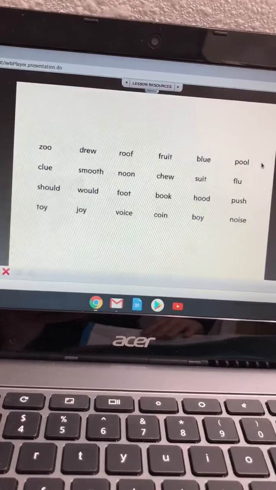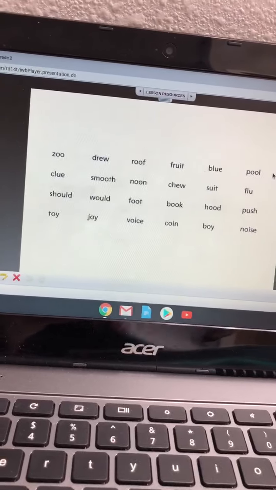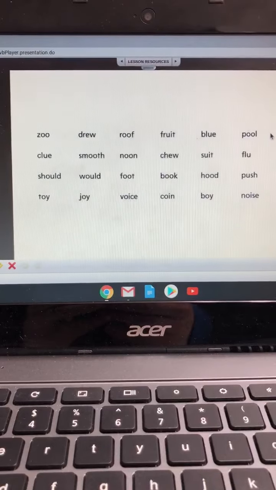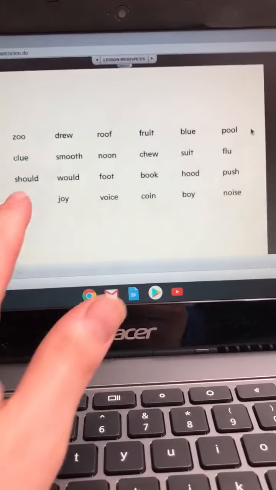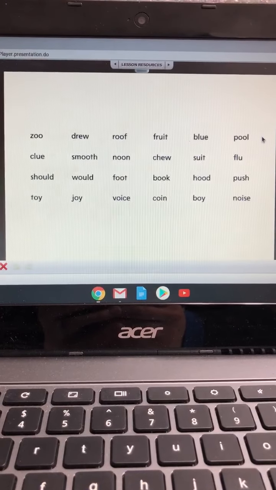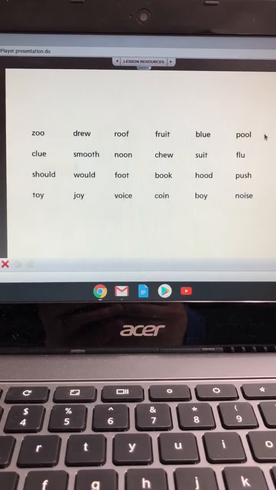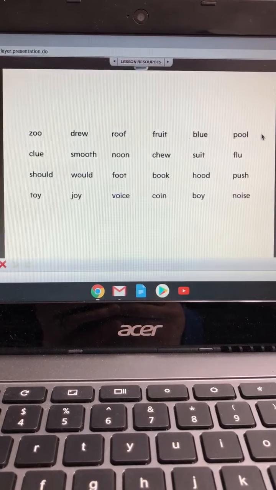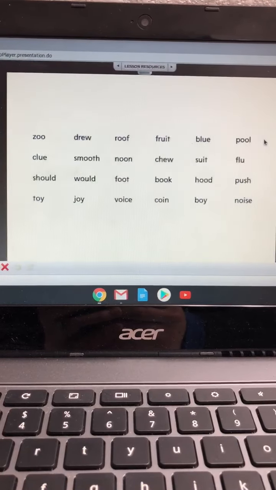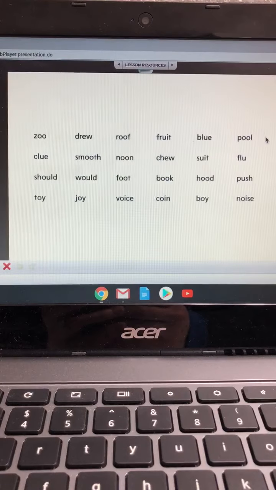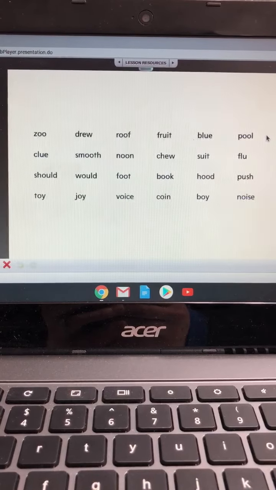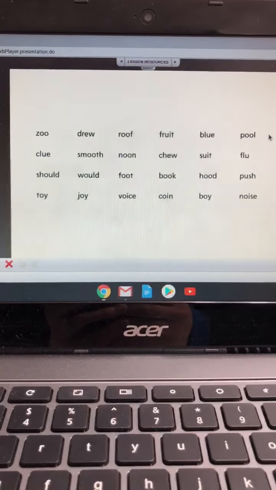Okay, the next one is the sound. And the way that we see the sound is that double O, okay, like roof, okay. Let's take a look at the next row. Repeat after me. Clue, smooth, noon, chew, suit, and flew. All of those words had the oo sound. We're down to the third row. Should, would, foot, book, hood, push.